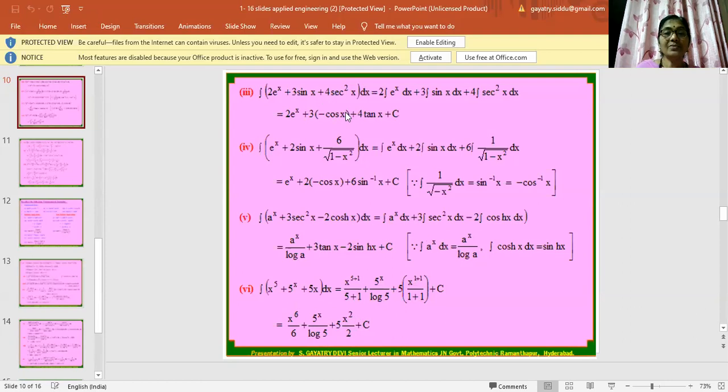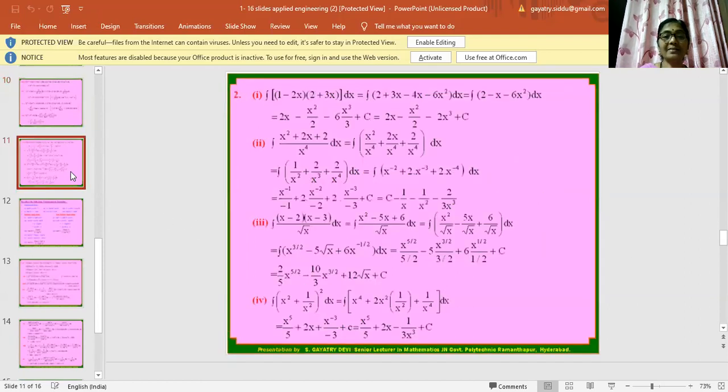So all the functions: secant square, sine, e power x, a power x, cos hx, sine hx. So you have to remember all the integration formulas very well. Then you can answer the problems very easily. Next.